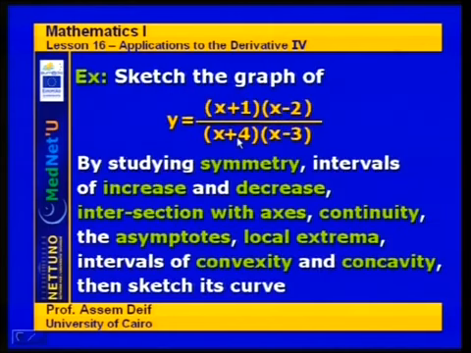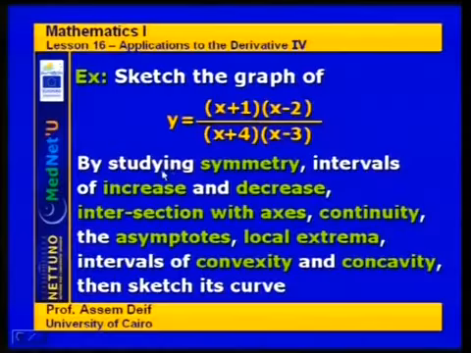Now we come to some examples. Suppose I asked you to sketch the graph of this function: (x plus 1)(x minus 2) divided by (x plus 4)(x minus 3), and you wish to study its symmetry. Of course, this function extends over R, except for the roots of the denominator, which are minus 4 and 3. So actually, these cannot be critical points from the start because they don't lie in the domain of f. They ask you to study the symmetry, the intervals of increase and decrease, the intersection with the axes, the continuity, the asymptotes, the local extrema, all these properties of the function, and then at the end to draw the graph.